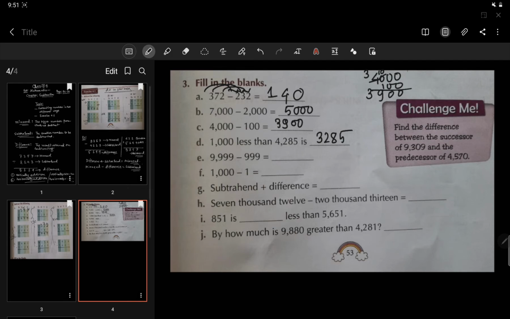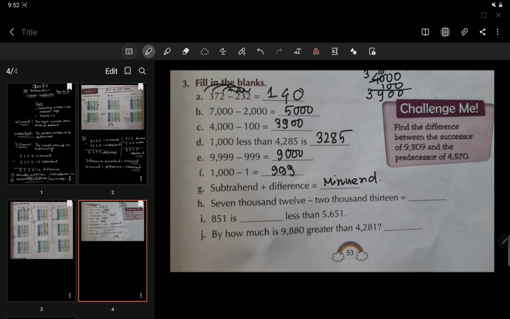Okay. Another term is 9999 minus 999, so it will be 9000. 1000 minus 1, so it will be 999. This is the predecessor of 1000. We have already discussed that subtrahend plus difference gives the minuend. Clear?